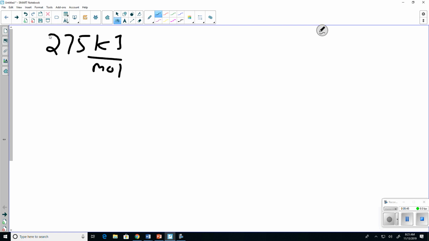So the first thing I want to do is get rid of moles, which is almost the opposite of what I tell you to do in general, when I say don't convert to moles. To get rid of moles, I need moles on the top.